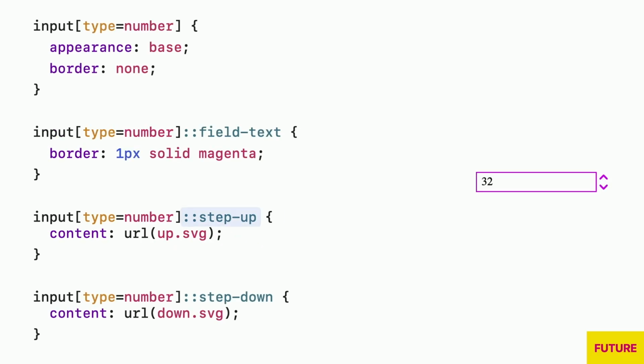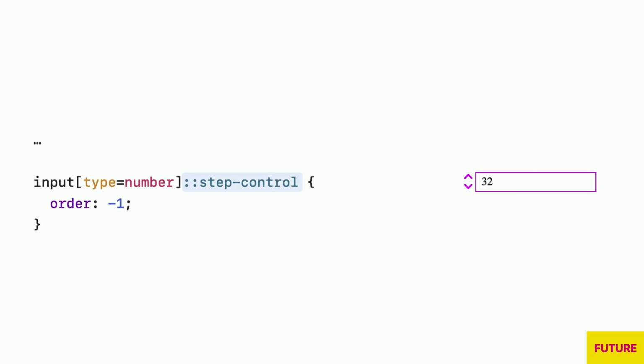And then we can change the up and down arrow images to our liking using the step up and step down pseudo elements and the content property. And since by default appearance base uses flexbox to lay out the form controls, you can use the order CSS property to move the step control before the field text. I don't know if this is great for accessibility. Please double check. This is just an example for you to see how to use those pseudo elements.